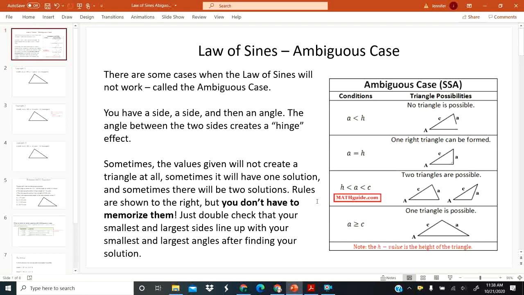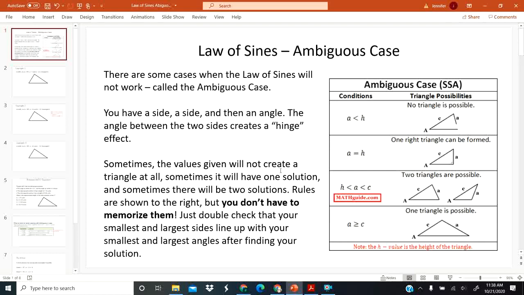And with the ambiguous case with the law of sines, what it's telling you is sometimes there's going to be a second answer and sometimes only one answer is going to work. With that, also, there's going to be times where there's no triangle that's even possible with the law of sines whenever it gives you the information. So, I have listed over here all of the different possible options.